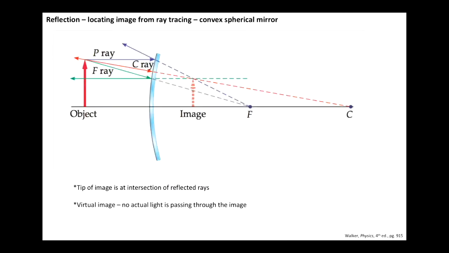So, let's start with the convex. Locating the image from ray tracing. Okay? So here's what we're going to do. Notice, here on the left, we have an object. And this is commonly the way that an object is drawn in a ray tracing diagram. Notice they just drew an arrow to sort of indicate, I guess, this side up, if you want to think about it that way. Maybe there's actually a person here. I don't know.